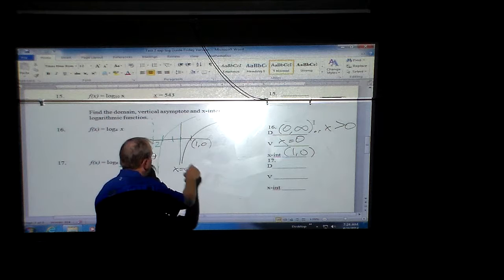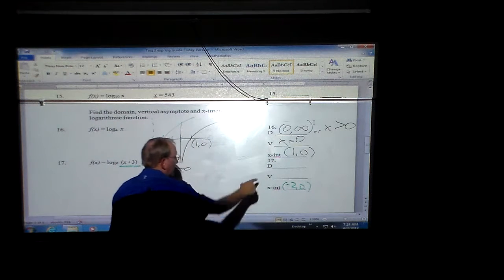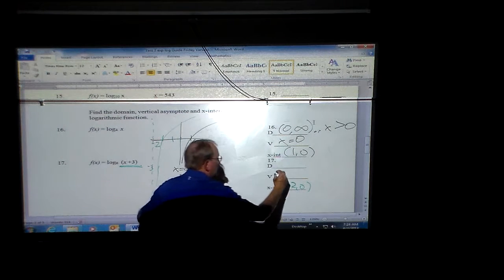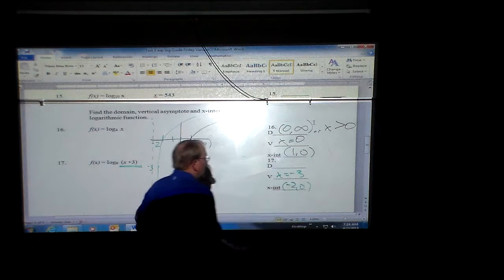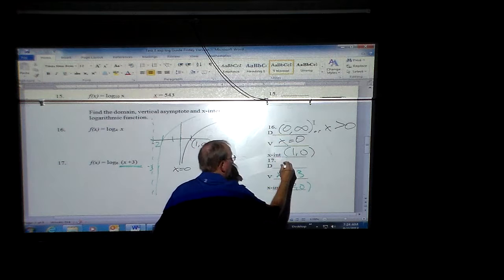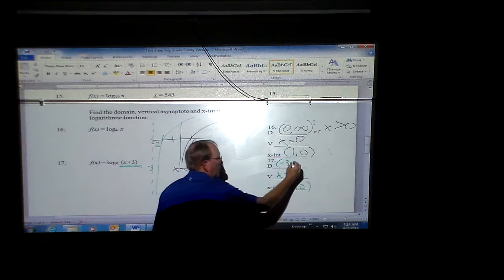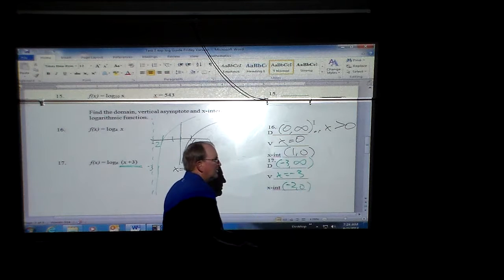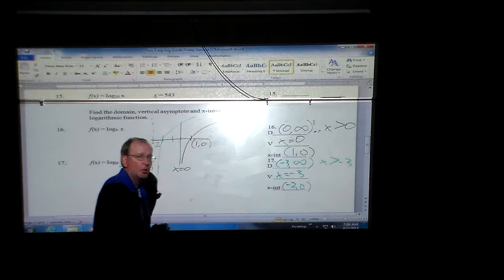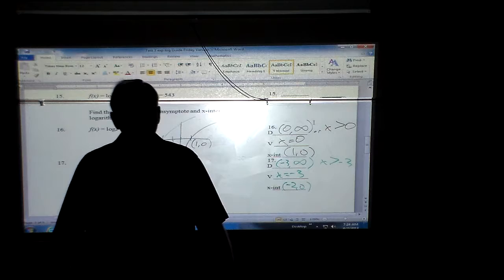So basically, the x-intercept, 1 minus 3 is -2, 0. The vertical asymptote, if it's at 0, -3, not +3, makes it at x equals -3. And then the domain is basically going to be the same thing. Take away 3 from here, and you're at -3. And you can't take away 3 from infinity. Or you can say x greater than -3. Those are the answers to those particular problems right there.